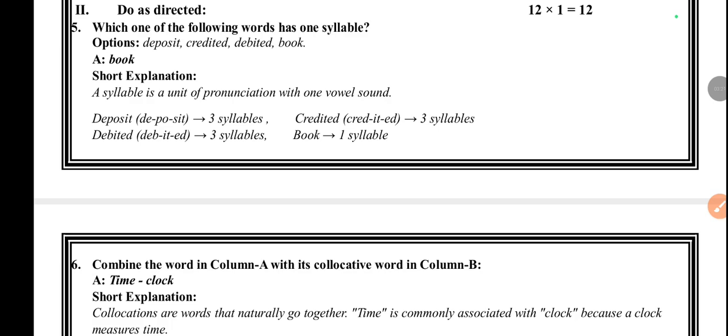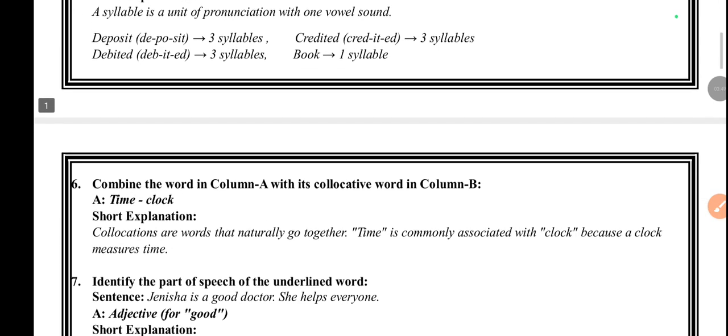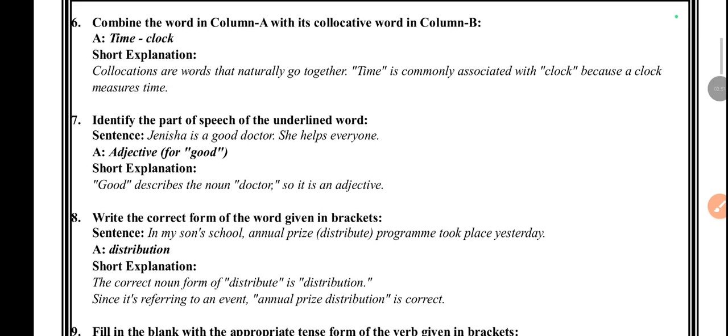Options: deposit, credited, debited, book. A syllable is a unit of pronunciation with one vowel sound. Deposit has 3 syllables. Debited, deb-it-ed, 3 syllables. Credited, cred-it-ed, 3 syllables. Book has only 1 syllable. Question number 6: combine the word in column A with a collocative word in column B.